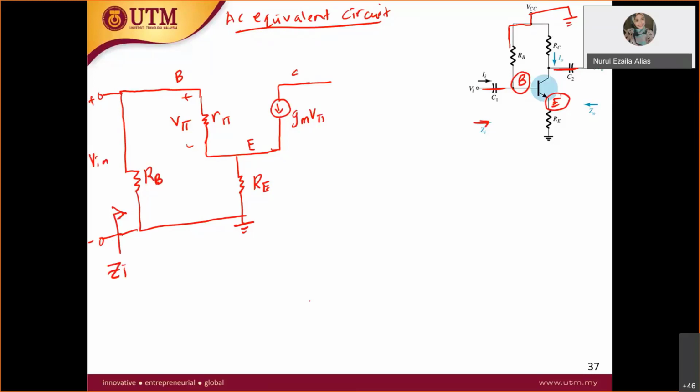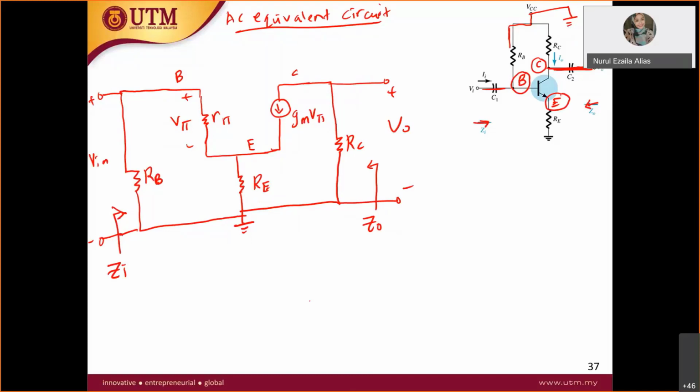So where is the collector? At the collector you just have RC. And then from this collector you have short circuit C2 and V out. So that's how you draw your AC equivalent circuit. Do not forget your Z out, which you are seeing from here. So that's it for the AC equivalent circuit.